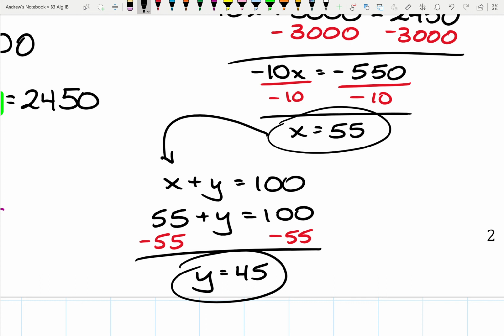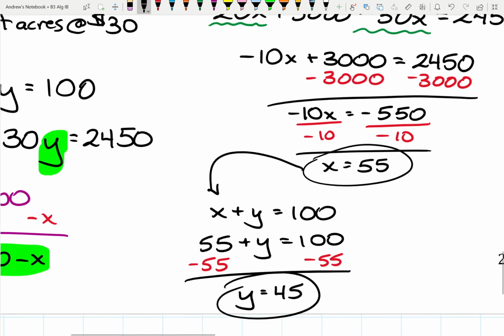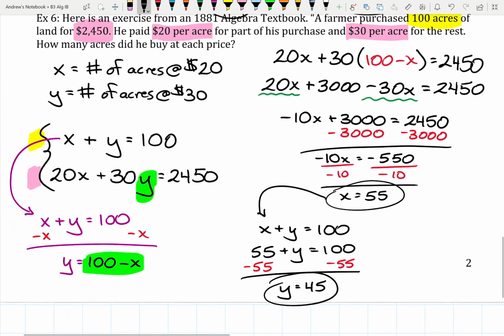So we had 55 acres at 20 bucks a piece, 45 acres at 30 bucks a piece, and that's the end of the problem. So again, setting up the system is maybe a little bit tricky. It takes practice. That's really the best way to get good at them, is to just practice with them. Take a look at more examples. After that, it's just substitution, like we've been talking about all throughout this whole half hour together.